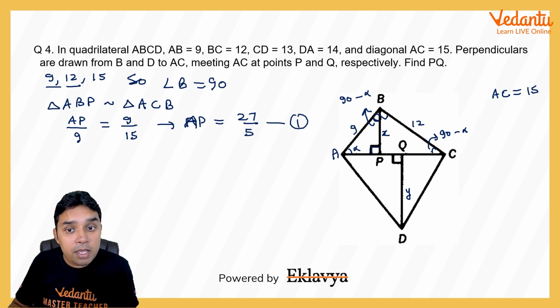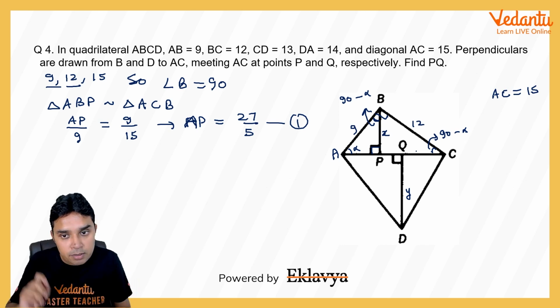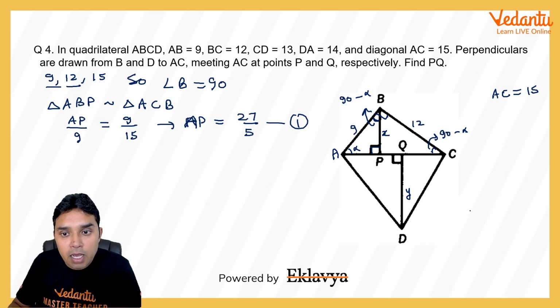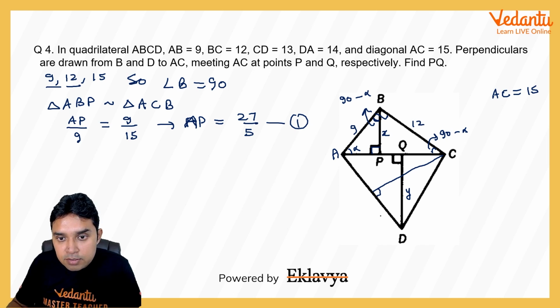So if we can find AQ also, then we are done. Okay, now to do this question, please listen carefully. How can this be done? Please see. If I drop perpendicular from C, and let us call this length as A, and because AD is 14, so this will become 14 minus A.